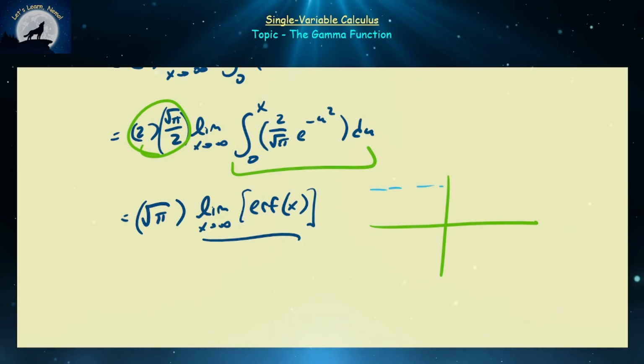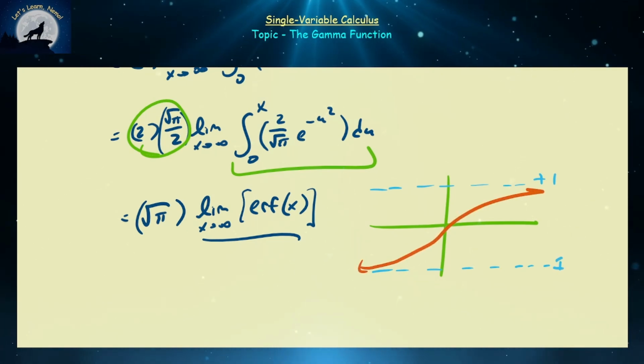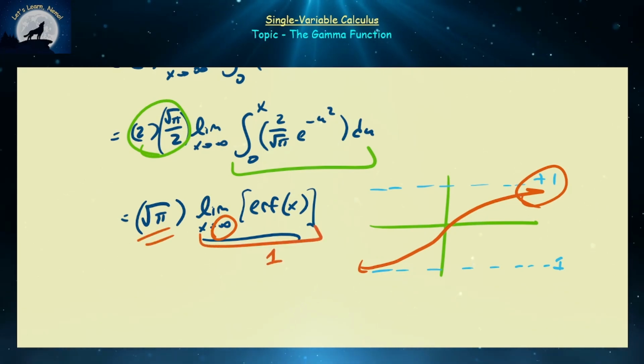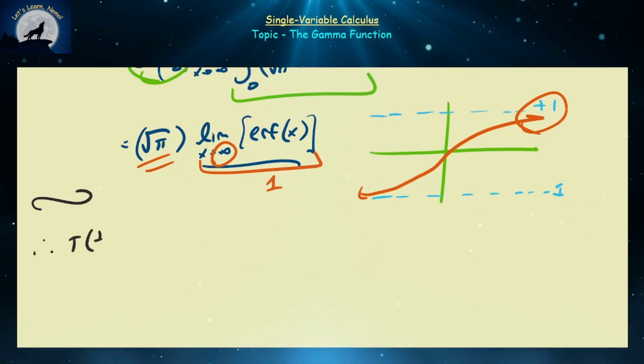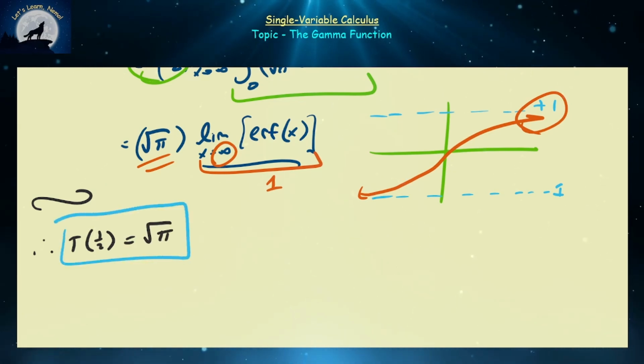So keep in mind the error function has 2 horizontal asymptotes, one at -1 and the other at +1, and the curve of the error function looks like this. So as x goes to infinity, the error function goes to 1. As x goes to minus infinity, the error function goes to -1. We're going to positive infinity, so this entire limit is going to be equal to 1, just leaving us with the square root of pi. So therefore, the gamma function, evaluated at 1/2, is just equal to the square root of pi. It's a very beautiful number, and pi kind of comes out of nowhere, right?